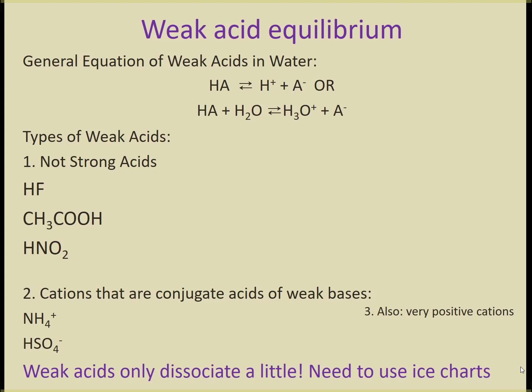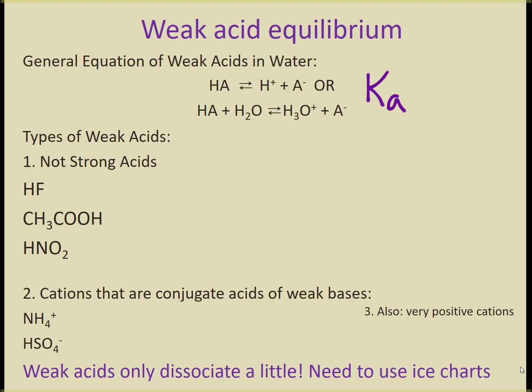Let's look at weak acid equilibrium. It's a little bit more complicated than if you have a strong acid or strong base. First of all, the general equation: we see that we have dissociation of the weak acid into its ions. Remember that it strongly favors the reactant side, and so these end up having equilibrium constants that are less than 1. The equilibrium constant for acids is called the Ka.